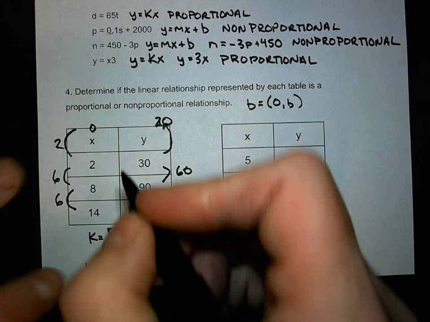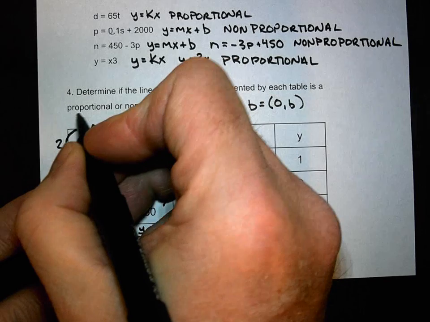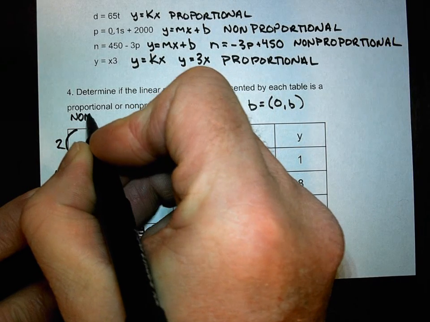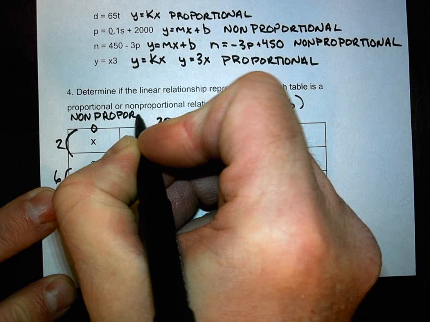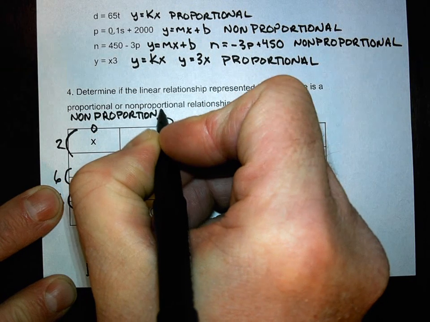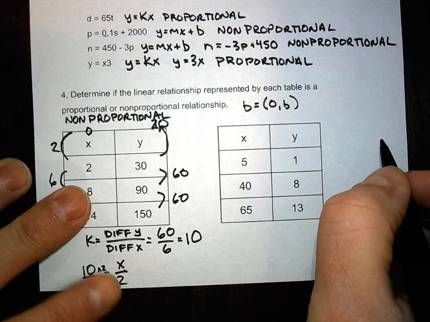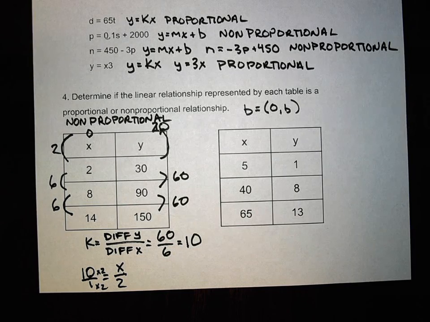Is that at the origin? So what kind of line is this? Non-proportional, because it did not go through the origin. Let's look at our other line. Everyone good so far?